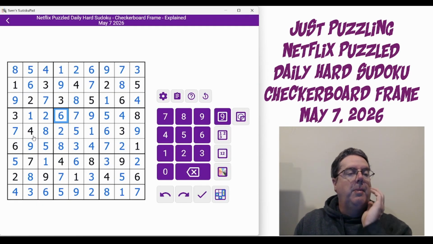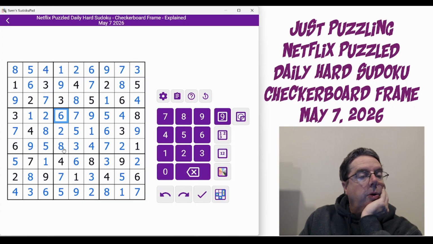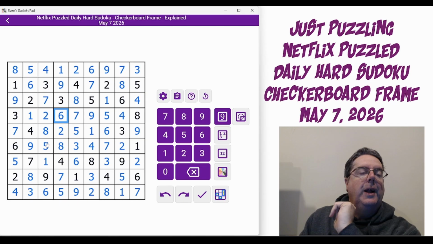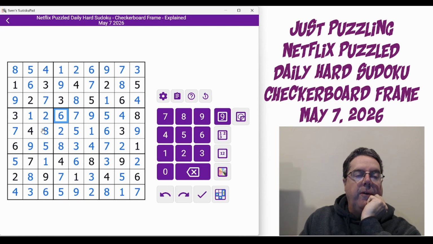Alright, 20 minutes to do that puzzle. I think this was a swordfish. I couldn't see any XY wings. Once I figured out that 8, I then had an X-wing, but I didn't have that beforehand.